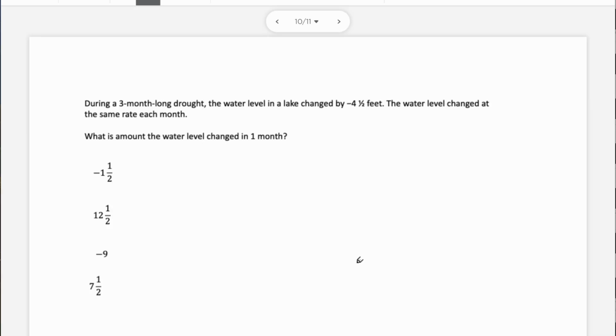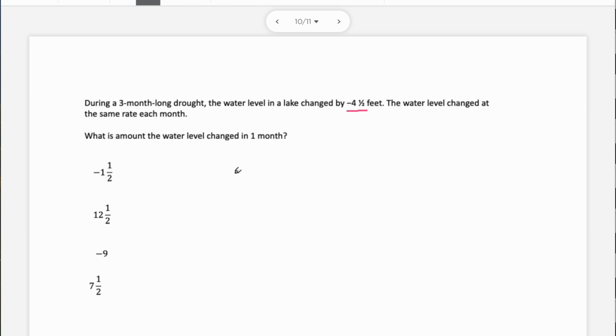Here's the next question. It says, during a 3-month-long drought, the water level in a lake changed by -4.5 feet. The water level changed at the same rate each month. What is the amount the water changed during just 1 month? Y'all, sorry, I cannot read today.